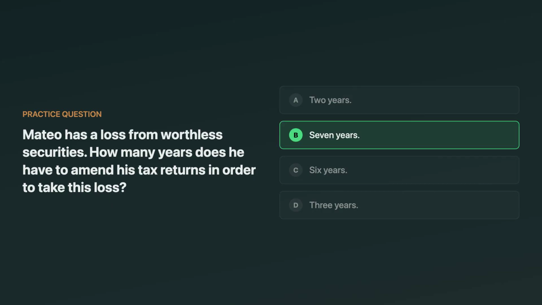The correct answer is 7 years. A claim for refund attributable to a loss from worthless securities uses a 7-year period, which is an exception to the normal refund claim rules. A tempting wrong answer is 3 years, because that's the general rule you hear most often, but worthless securities get the longer window.